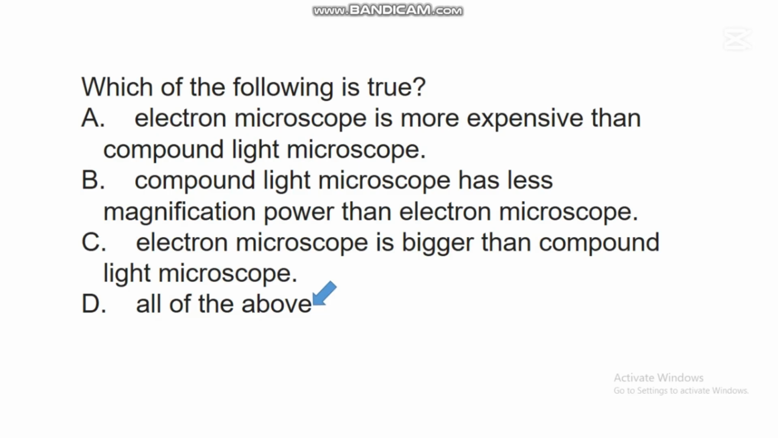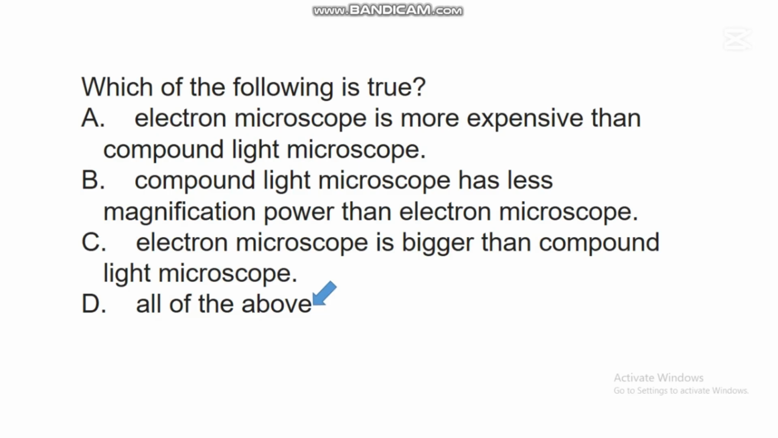Well, studies have shown that electron microscope works on the principles of electron transmission, and this microscope is more expensive than compound light microscope, which is the most common type of microscope. Compound light microscope has less magnification power than electron microscope.